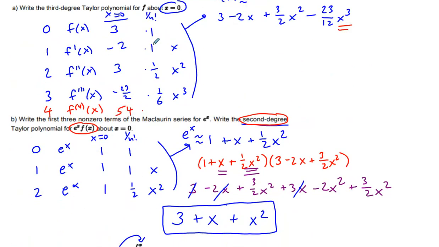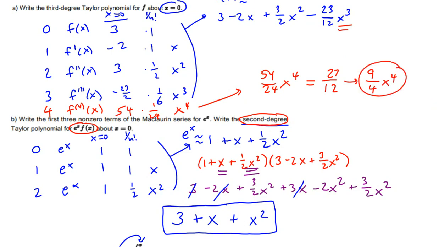54, the factorial term at 4 is 1 over 24, x to the 4th. That gets us a term of 54/24, x to the 4th. That reduces to what? 54/24. 2 into there and 2 into that, and 3 goes into both of these as well. 9 over 4. So it's 9/4 x to the 4th.